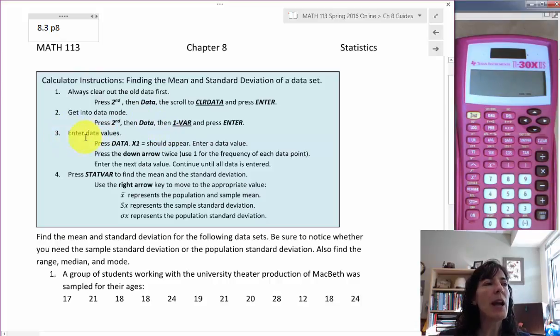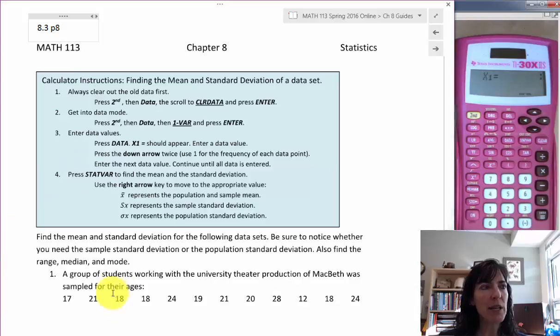And then I'll enter the data values, and to do that I push data now without the second first, just data, and it shows me my first data point, x sub 1, just like we saw before. Some of them are labeled x sub 1, x sub 2. That's how it is on your calculator.